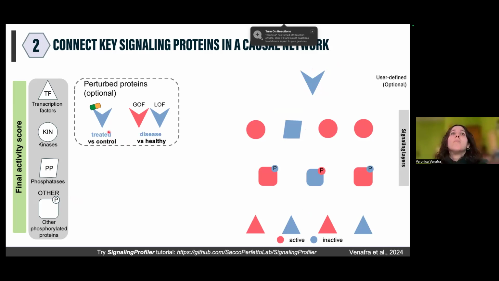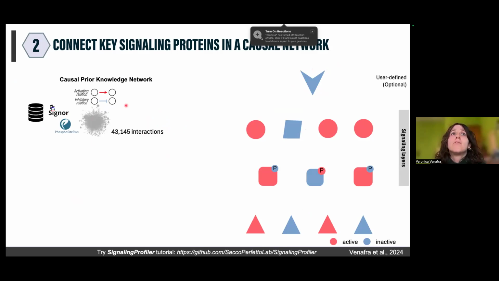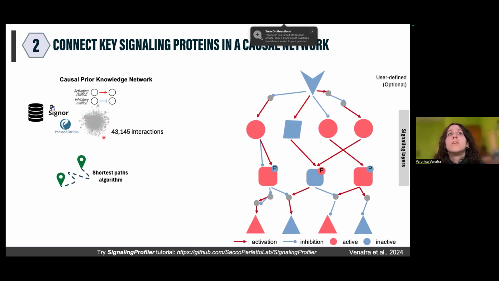So if you're modeling treated versus control, it can be your drug targets, or if you're modeling a disease, it can be a set of mutated genes in your condition. So we want to connect all these proteins using the information in Signor and Phosphosite Plus databases. But to restrict this big interaction to the neighborhood of the inferred proteins, we use a shortest path algorithm.